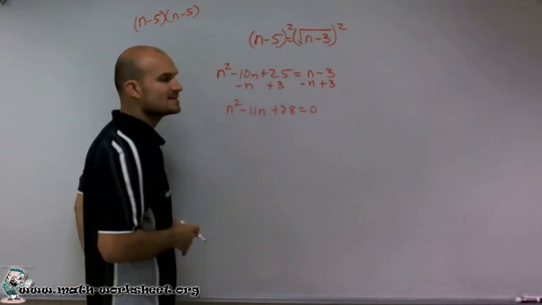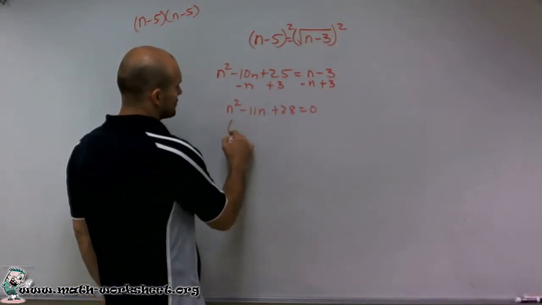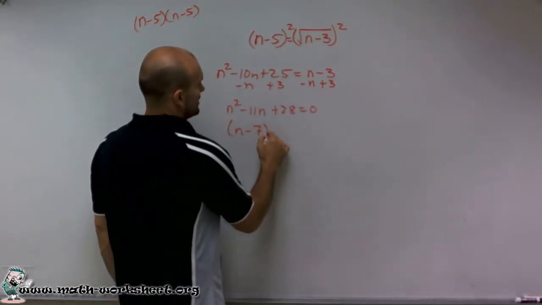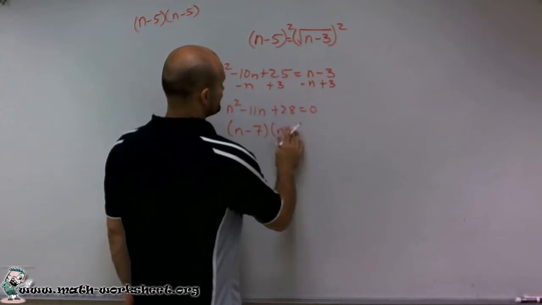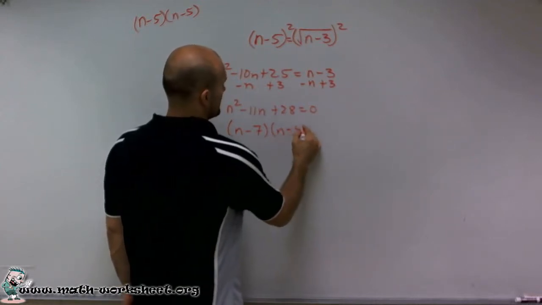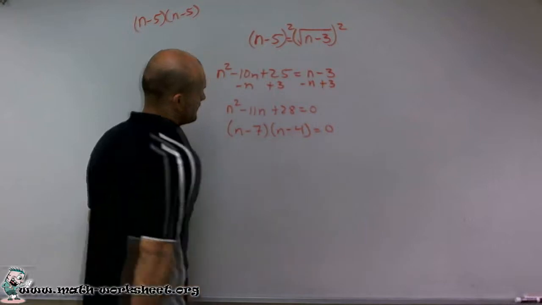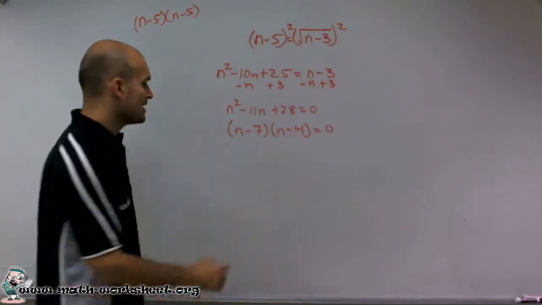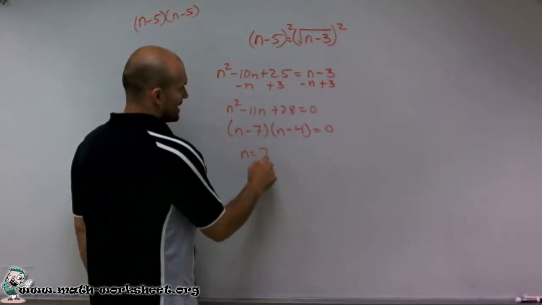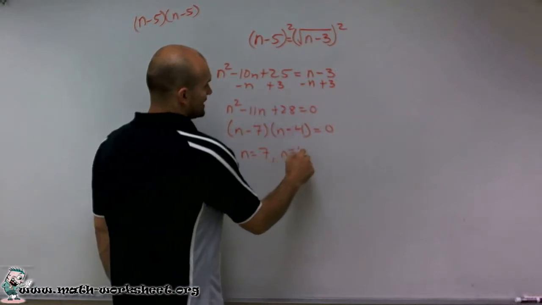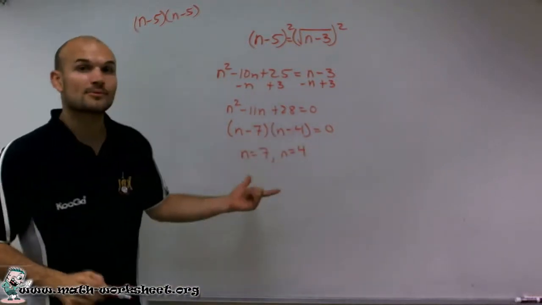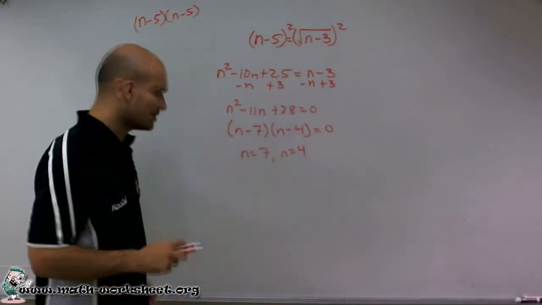So I'm going to ask, is this factorable? And it ends up working, yes, this is factorable, into n minus 7 times n minus 4 equals 0. All right. Therefore, I can say that my two solutions are going to be n equals 7 and n equals 4 when I use the zero product property and set them both equal to 0.